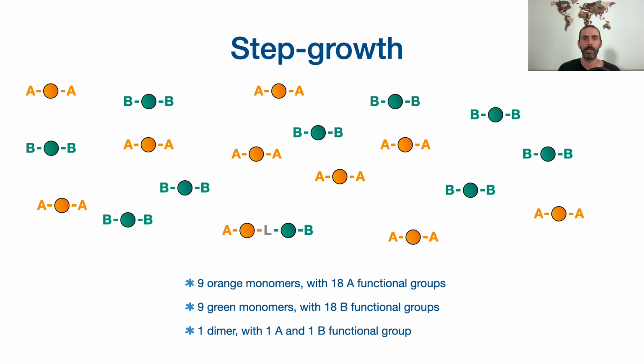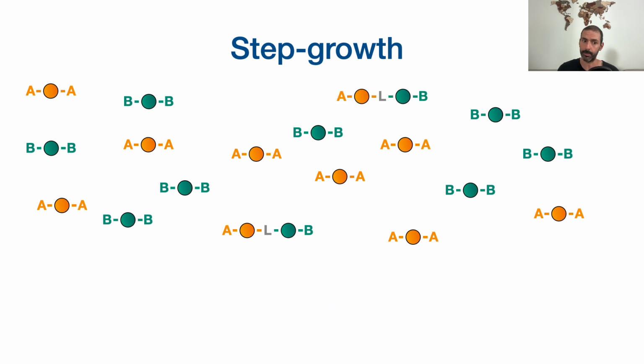But why? We know the functional groups mediate the reaction, and our lonely dimer only has 2 of those. The remaining 18 monomers have a total of 36 functional groups. So it's very unlikely that our lonely dimer, the only one we have, reacts with a monomer to form a trimer, so a polymer chain of length 3. It's much more likely that the functional groups of 2 monomers react with one another, forming another dimer. And then there were 2 dimers.